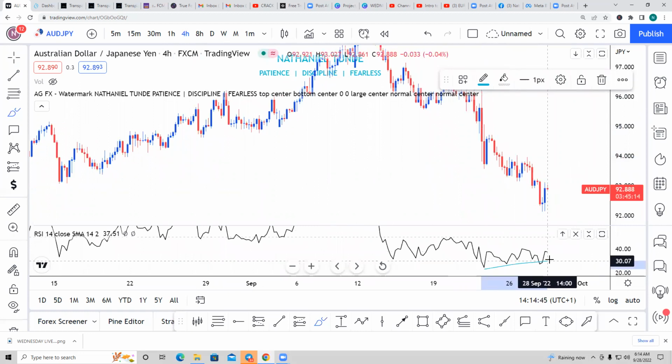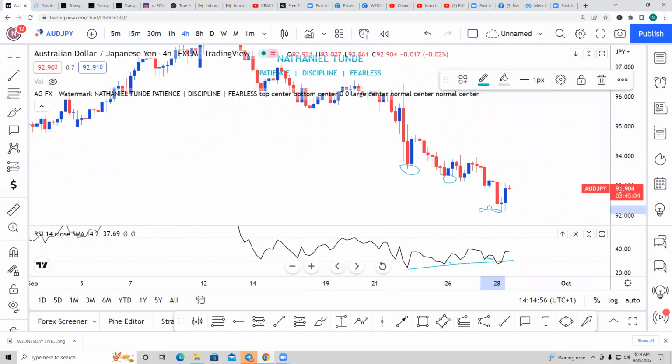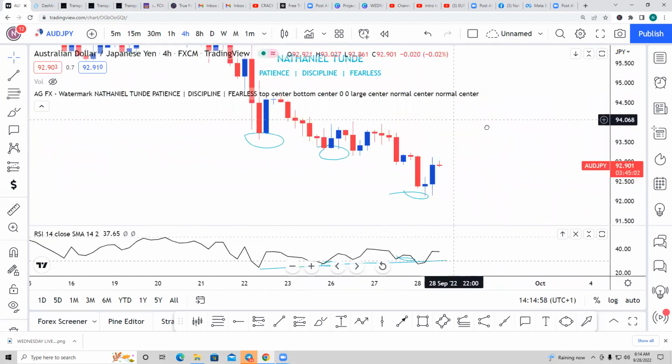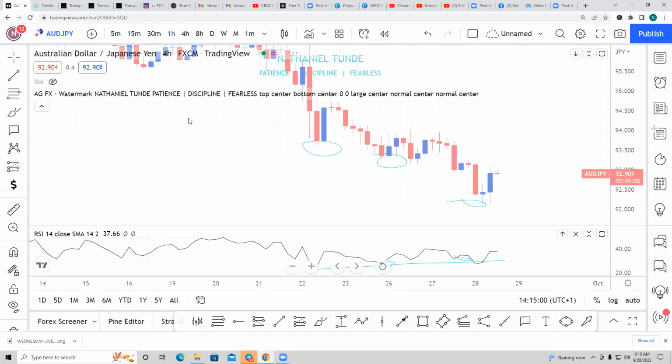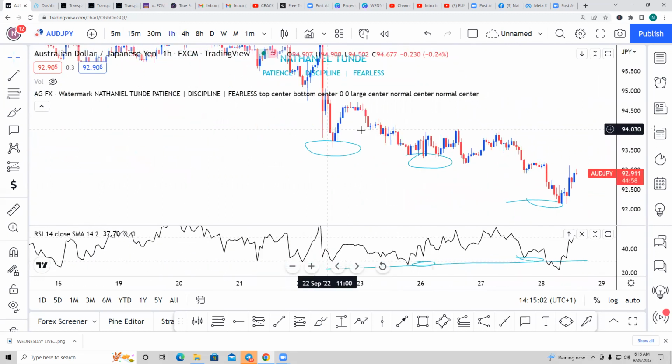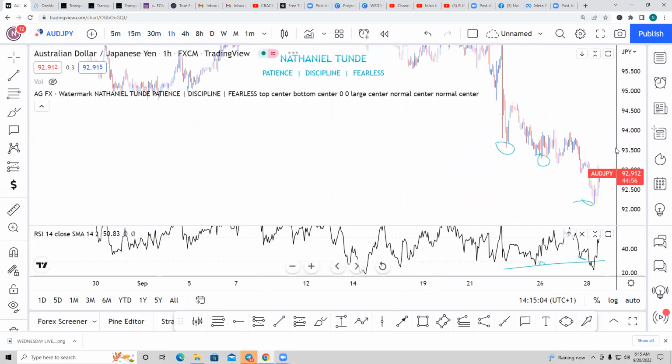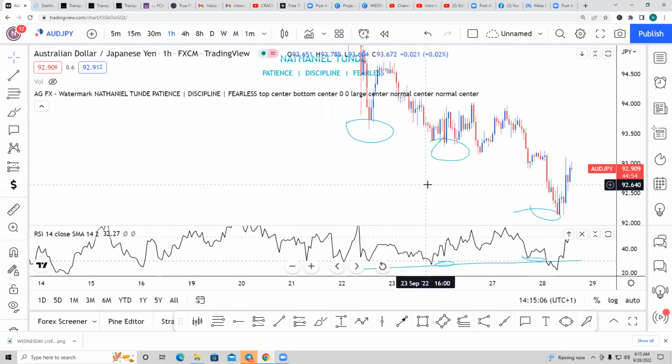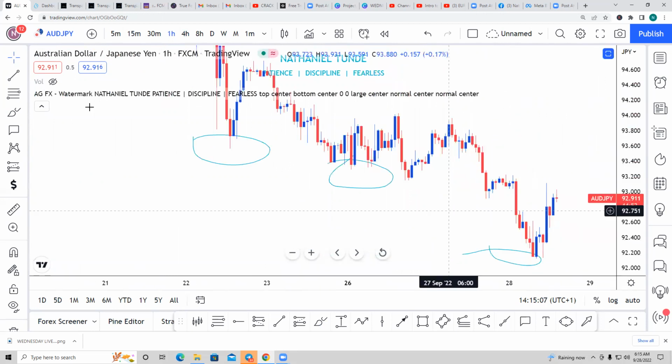Can you see that it's with a divergence? It's making a higher high, higher high. This is making a lower low, lower low, lower low. So there's a divergence, meaning that the certainty of it going to the upside is there. And then if you go to the 1 hour time frame, you are going to see something that is very instructive as far as this pair is concerned. Let's move this out. What do you notice, guys?